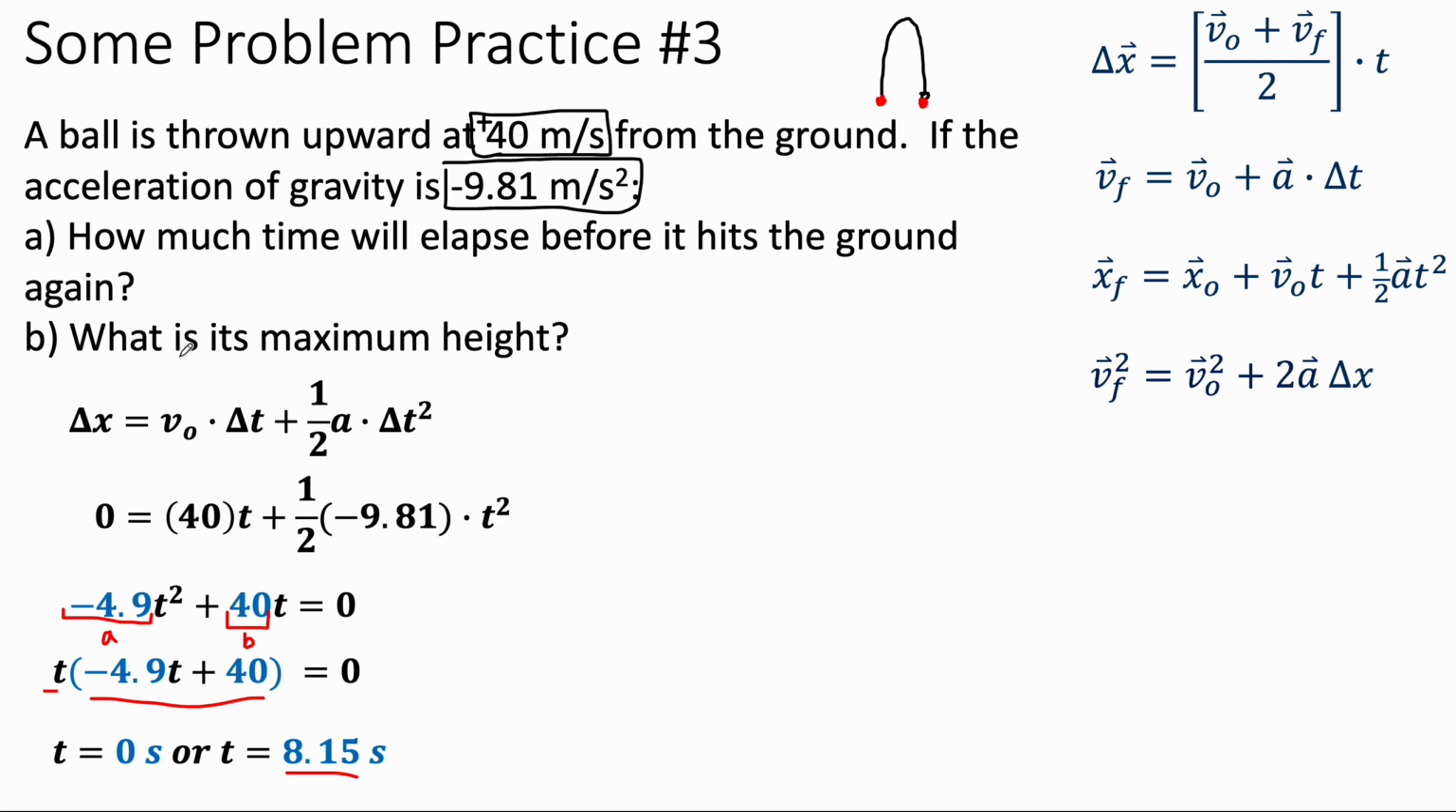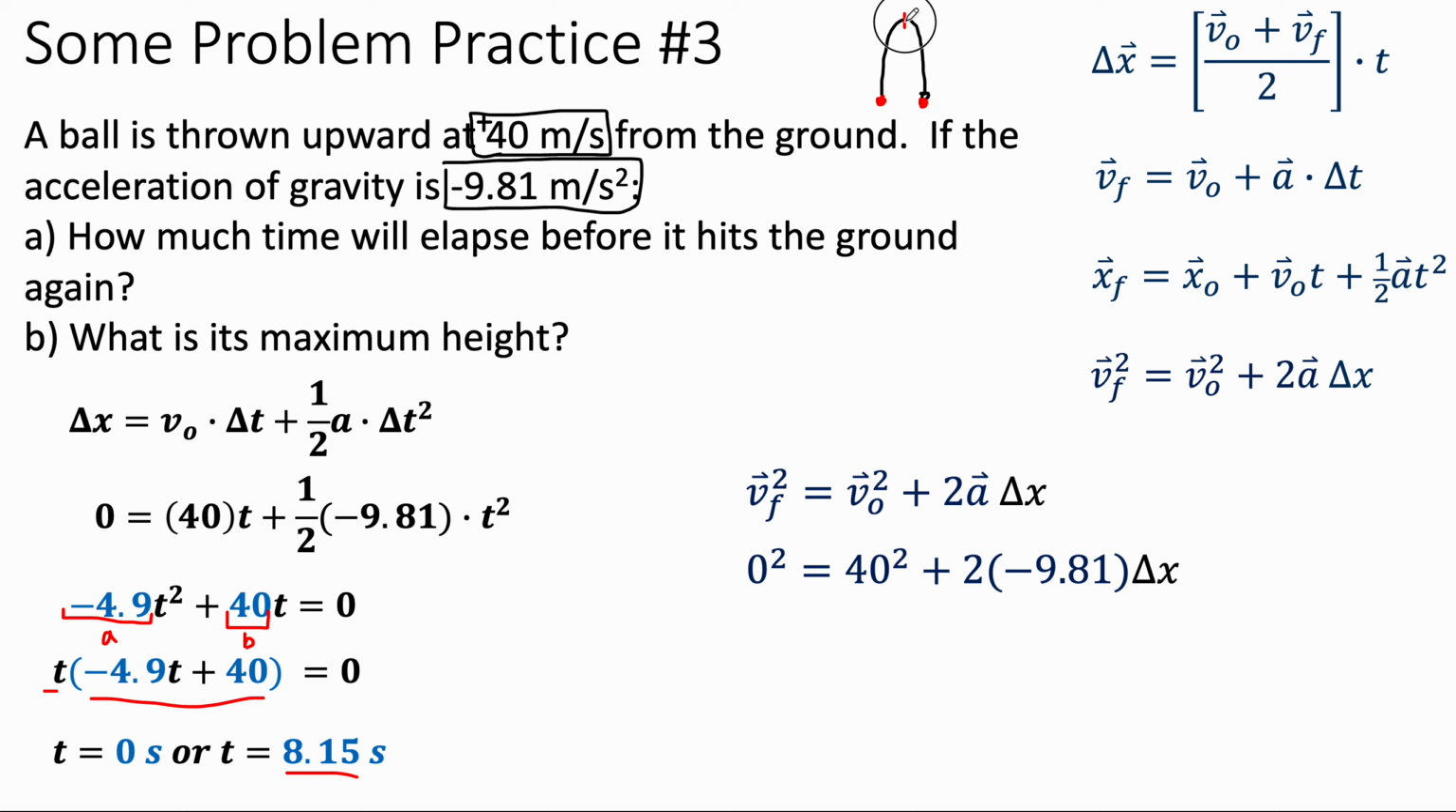And then the second question, what's its maximum height? Now we know the time, you could solve a bunch of different ways. You could figure out the time at the halfway point would be half of the 8.15 seconds. Or you can just use this equation again, because I don't know the time. Initial velocity is 40. Final velocity, when it reaches the very top right here, is momentarily 0 before it falls back down again. Not moving up, not moving down, briefly stopped. And the acceleration of gravity, negative 9.81. If you solve that, you'll discover it flies up a total distance of about 81.6 meters.